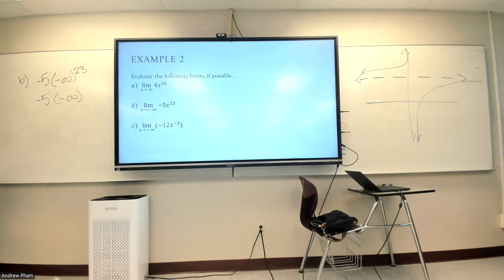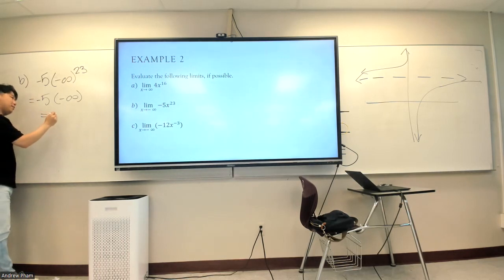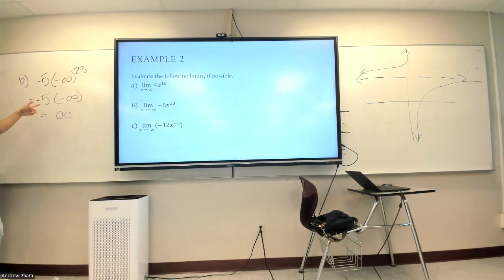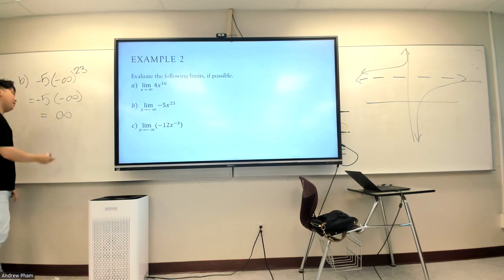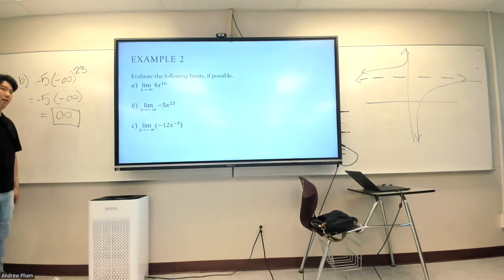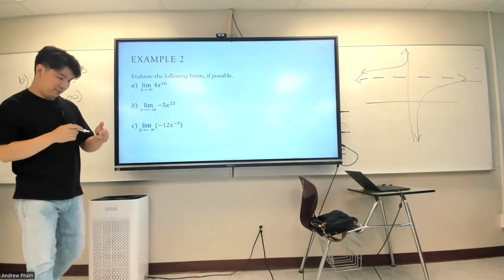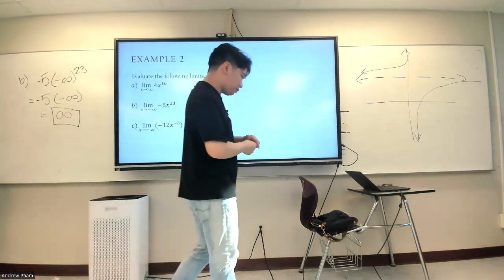All right, so what do you think I'm going to write next in the next line? What is this going to be equal to? Positive infinity. Because, well, negative times negative, definitely a positive. 5 times infinity, I just get a larger infinity. So for part B, my answer is also infinity.